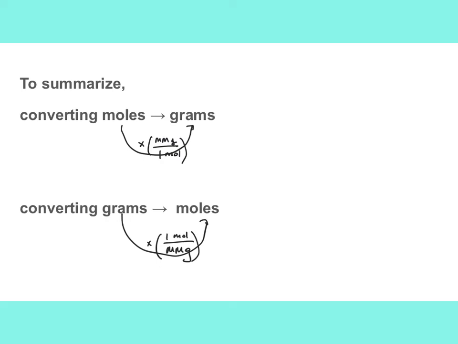So here's the quick summary of how to do both of these things. In order to convert from moles to grams, what you're going to want to do is multiply by molar mass in the numerator and moles in the denominator. So grams per mole. And that molar mass is always found on the periodic table. If you're going from grams to moles, you're going to be doing it the other way. You're going to flip that ratio over, and it will be 1 mole per whatever the periodic table says the molar mass is.